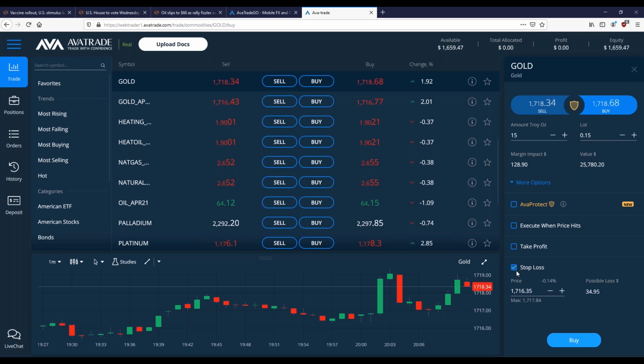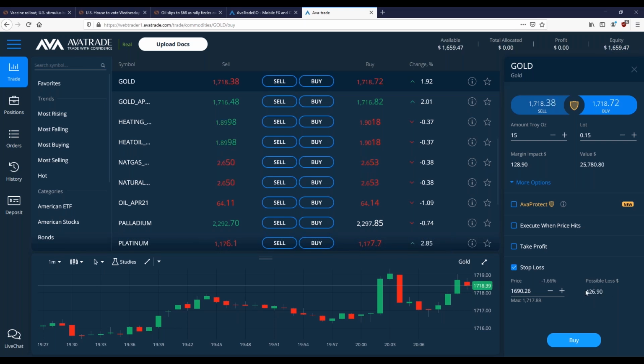If I put a stop loss, price is at 1718. Maybe I think it won't drop below 1700. If I say 1690 for my stop loss, if I can actually type 1690, there we are. So around 1690, I'm risking $426 or so, 427.